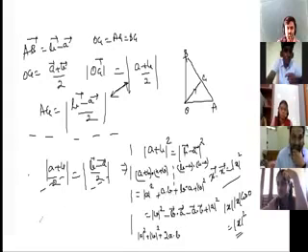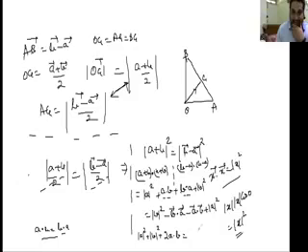Now next, what is the dot of a with b? I get a dot b. Plus, next, what is the dot of b with a? I get b dot a. What is the dot of b with b? I get mod b square.